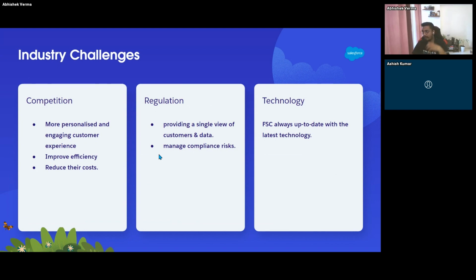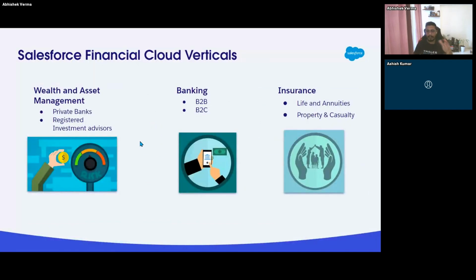Coming to the third part, technology. Everyone knows Salesforce provides updates every quarter. They improve their sales, and they provide AI capability to each and every cloud. So using this latest technology, banks can provide faster services to their customers. So this is how Financial Service Cloud solves the three major competition challenges in the financial industry. Now moving to the next, there are three verticals I told you.